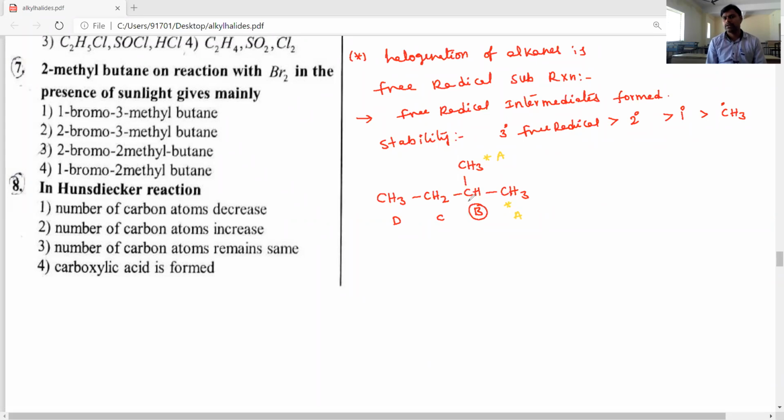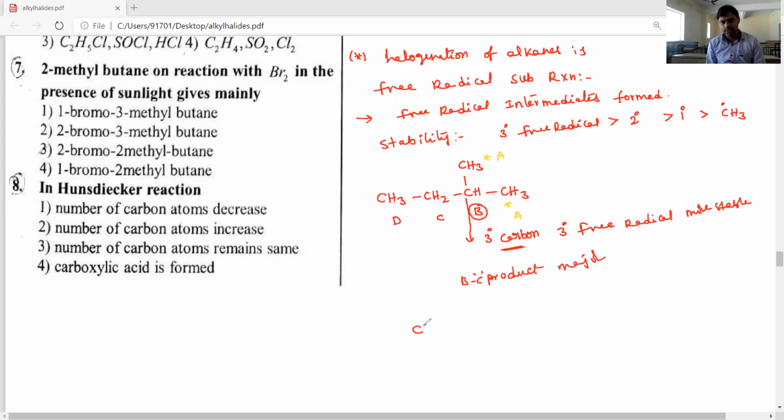Among that, B is a tertiary carbon, that's why tertiary free radical is more stable. So that's why the B product is major. Therefore halogenation takes place at the B carbon, and the B carbon product is the major product. So what is the product?